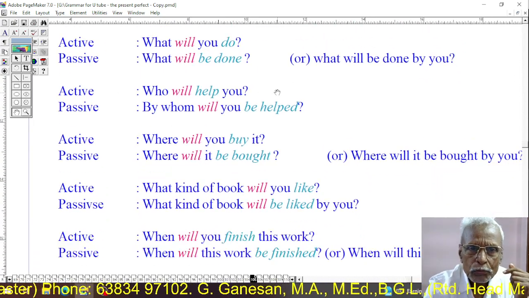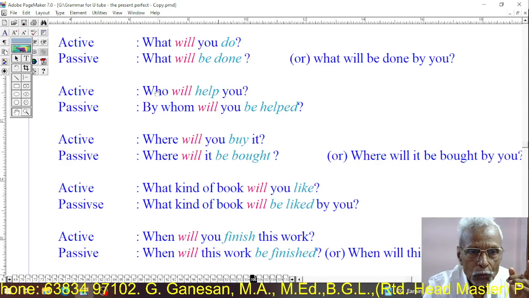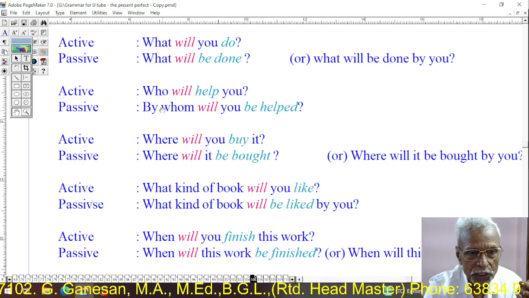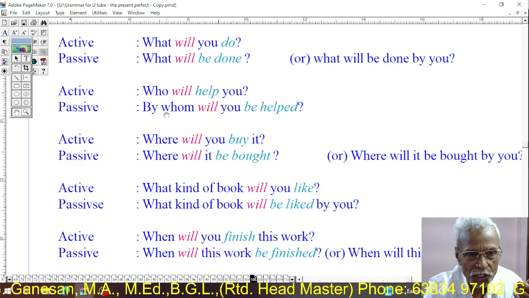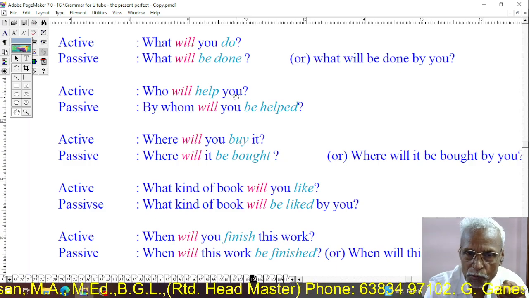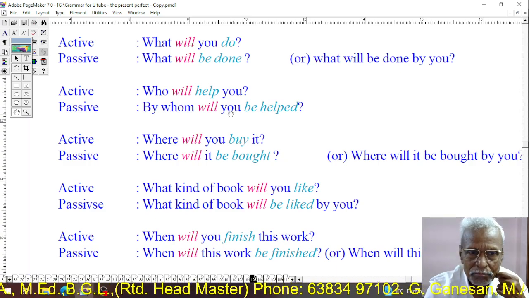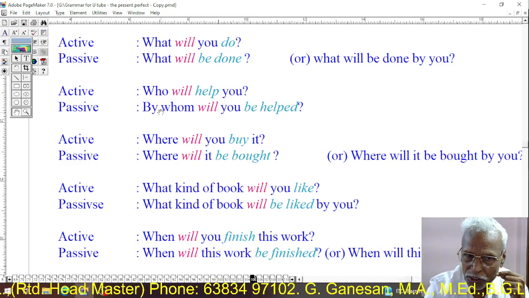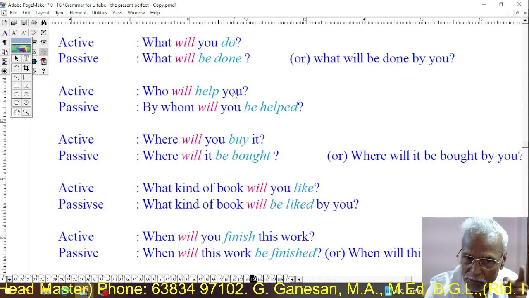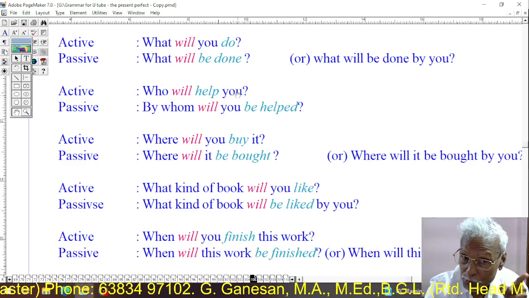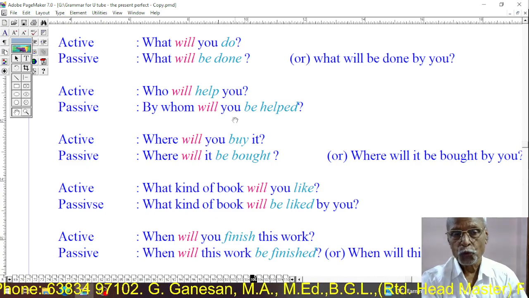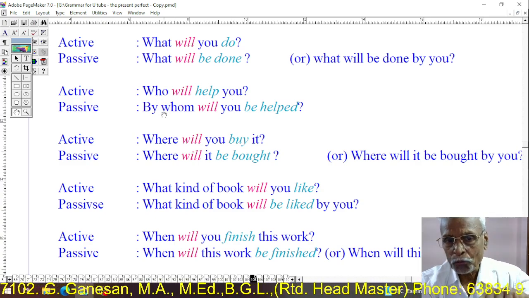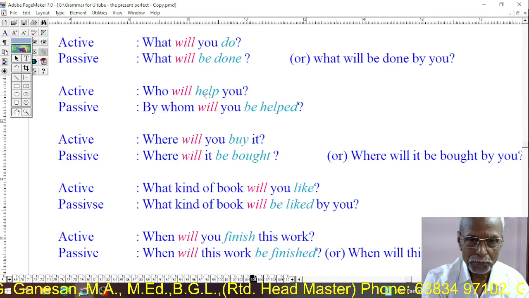Who will help you? Here who is the subject and you is the object. By whom will you be helped? Help becomes helped, be helped.